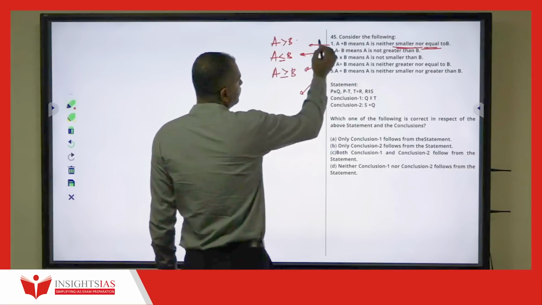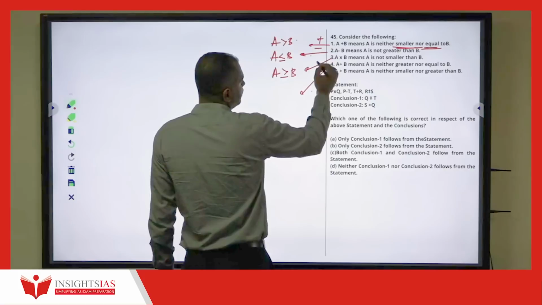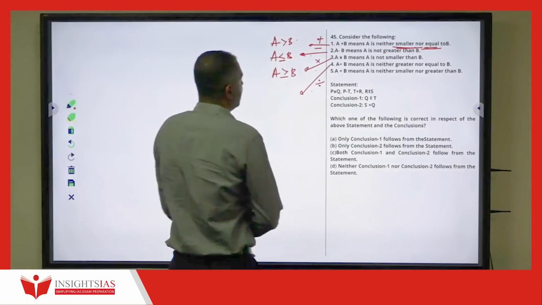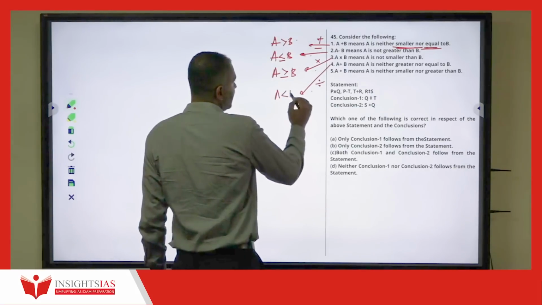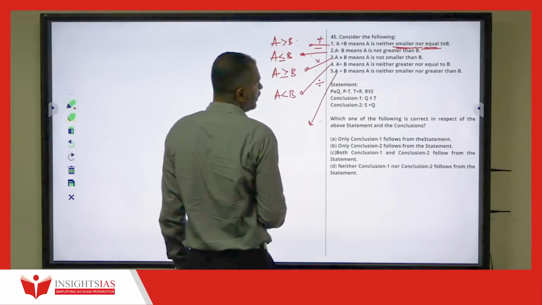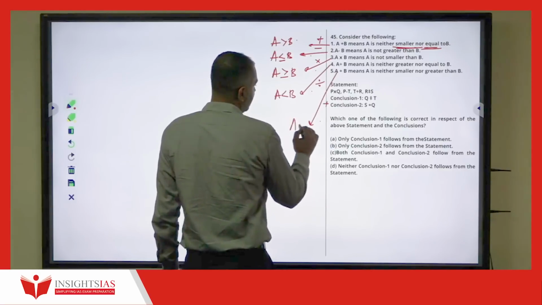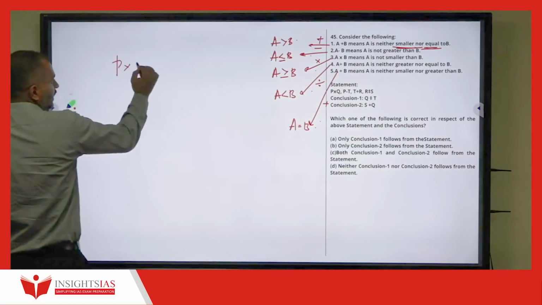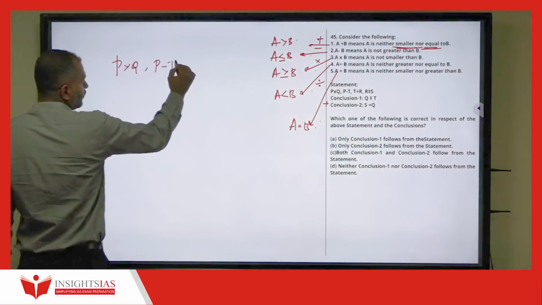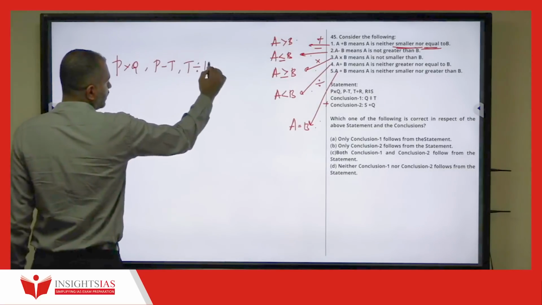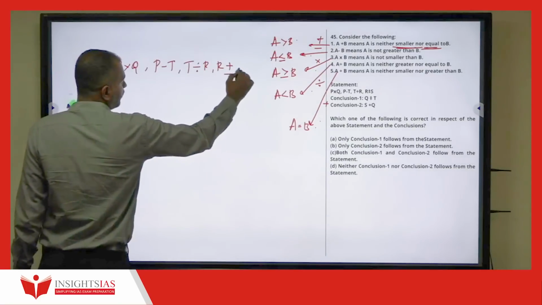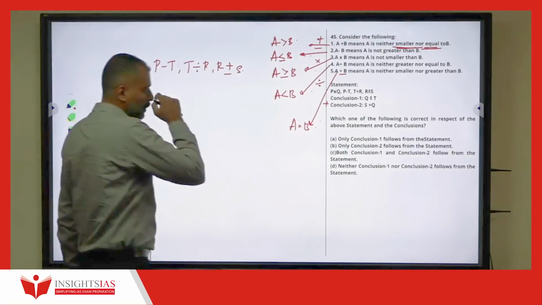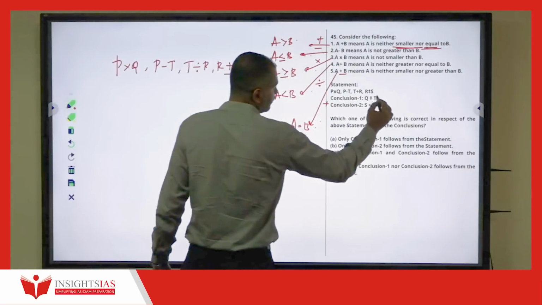Division, this is plus, so this is minus, so this is into, this is division. Neither greater nor equal. Neither greater nor equal means less than B. This is neither smaller nor greater than, which means equal to B. Now, okay, P into Q, P minus T, T division R plus or minus, yes. Okay, so this is plus or minus, isn't it? This is also plus or minus here.